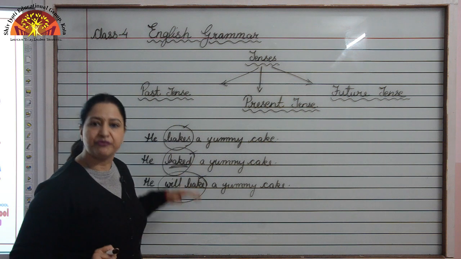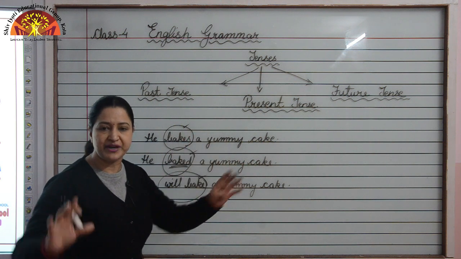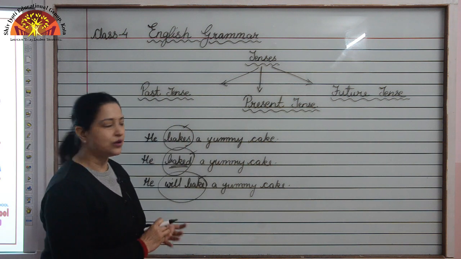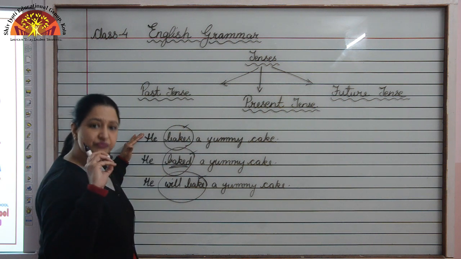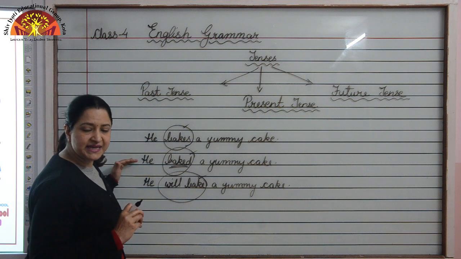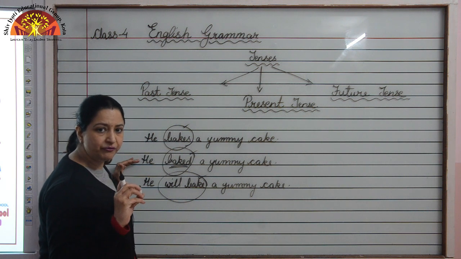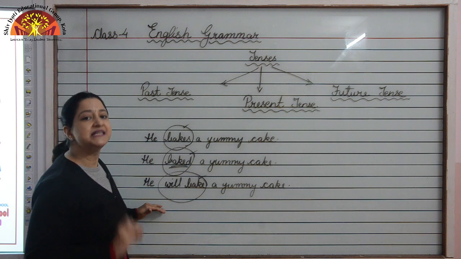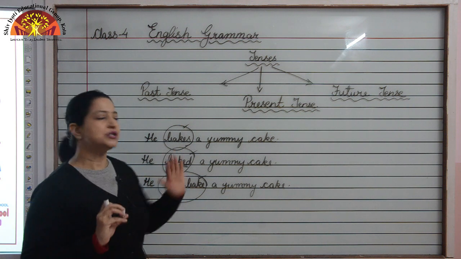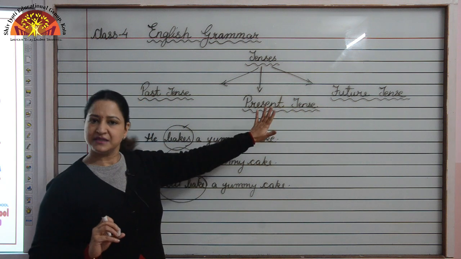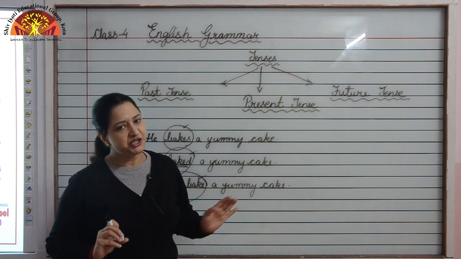So here is a very big difference in all these sentences. This is present tense: in present tense, we have to use the first form of verb. In past tense, we have to use the second form of verb. And in future tense, you have to use will with the first form of verb. So now I think this is clear. Let's begin with our chapter.